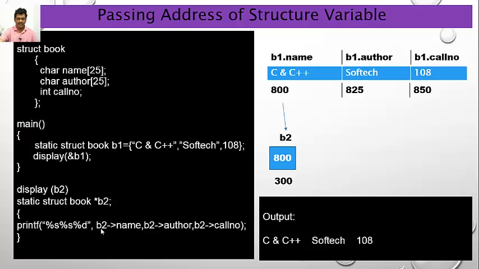represents the 800. From b2 arrow name, because we get the value from a structure pointer variable, we use the arrow operator: b2 arrow name, b2 arrow author. So it displays C and C plus softec 198. Through this program we pass the address of a structure to a function.